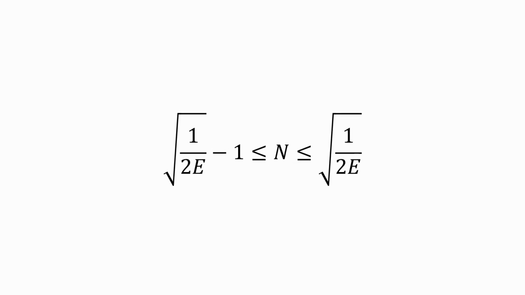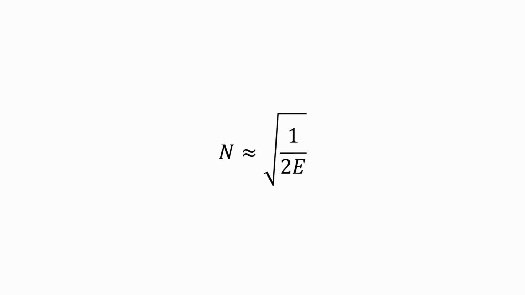The upper and lower bound are very close together, which makes sense because the integrals give us a very good approximation of the sum, since for large values of n, the graph of y equals 1 over x cubed is almost flat. Since they're so close, differing by only 1, we can approximate n by using either one of them. n is approximately the square root of 1 over 2e, where e is the error and n is the number of terms required to achieve such an error.